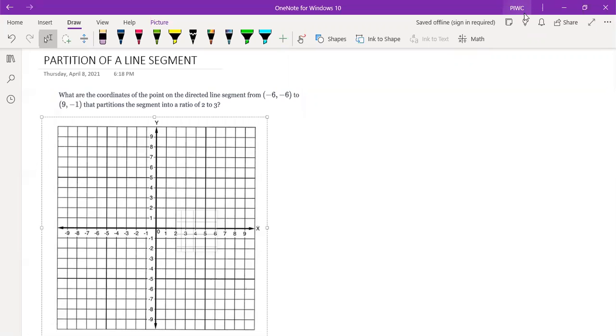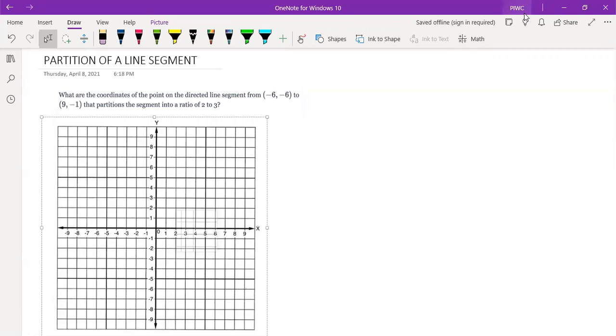Welcome to another segment of algebra. In my first video, I showed you how you can partition a line segment using the algebraic method. There's another method known as the graphing method or the graphical method of partitioning a line segment. So let's look at that method.